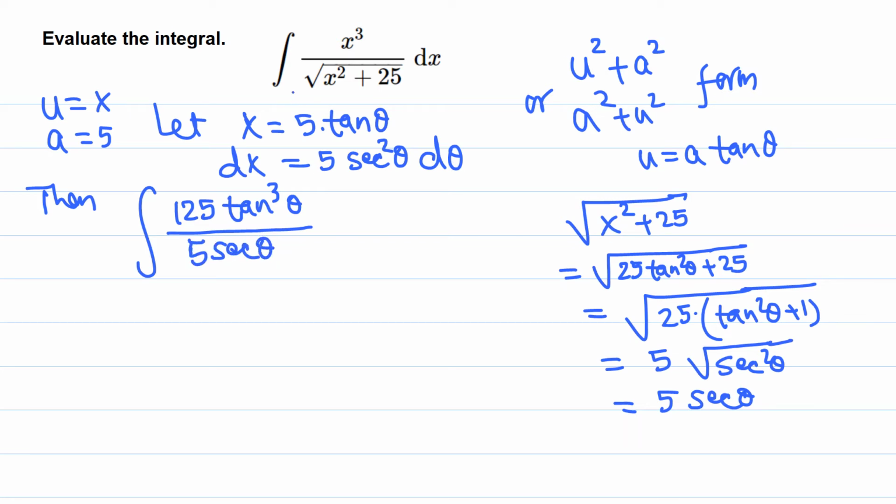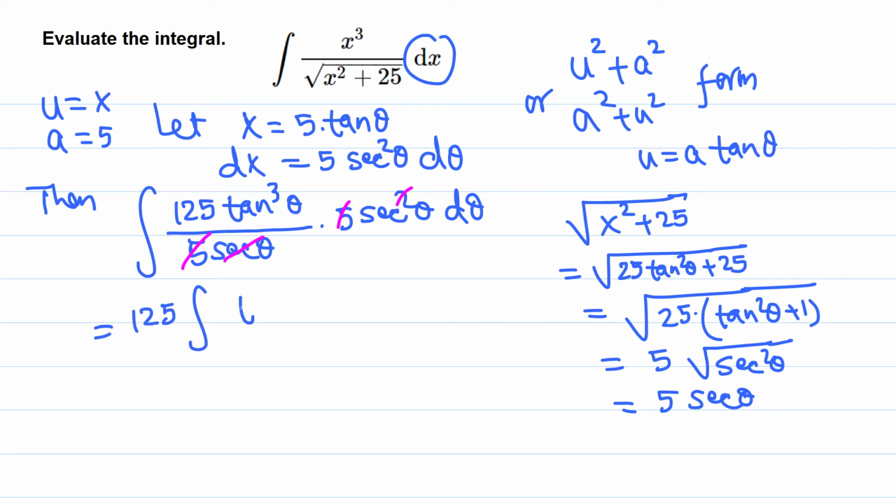With this nice substitution, we get just 5 secant theta. That's the whole purpose of making this substitution, so that the radical sign is gone. Times we have dx, and that we found to be 5 secant squared theta d theta. Now from top and bottom the 5 cancels. We can cancel one copy of secant there. And this 125 we can always pull outside. That leaves tangent cubed theta secant theta, one copy canceled with the bottom, d theta.